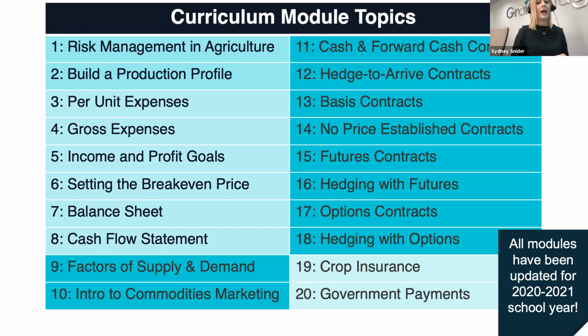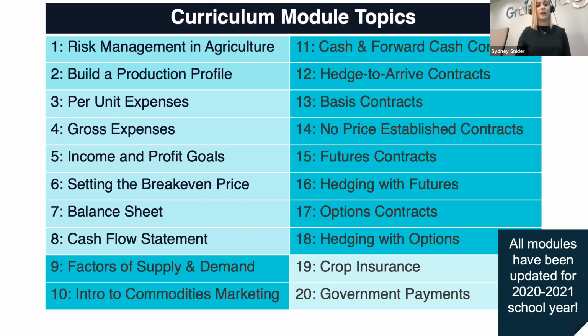We then take a look at budgeting, so everything from per unit and gross expenses to taking a look at profit goals and how to set and determine what a producer's break-even price is. And then we also have 2 units that look at balance sheet and cash flow statements.